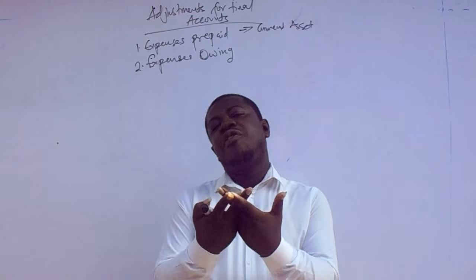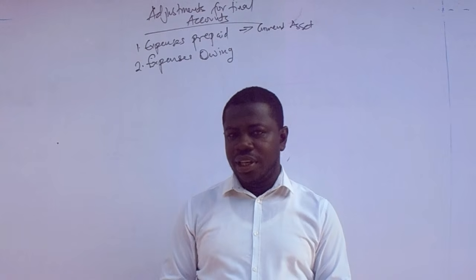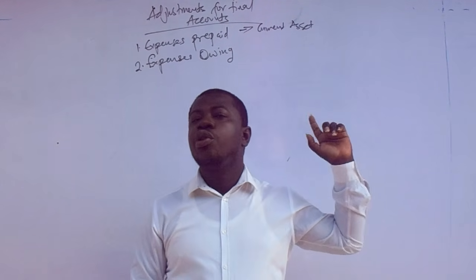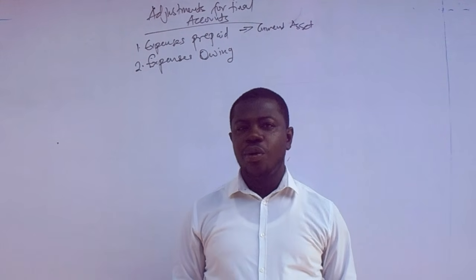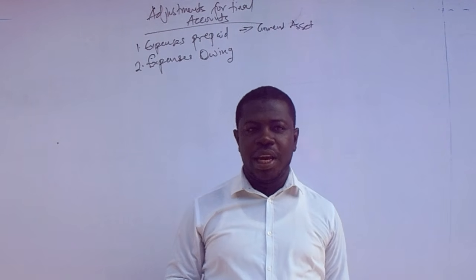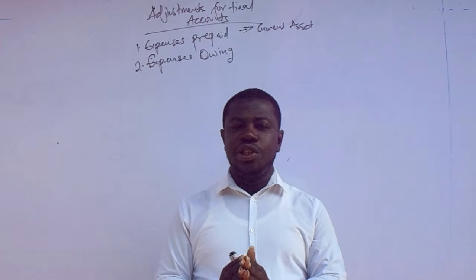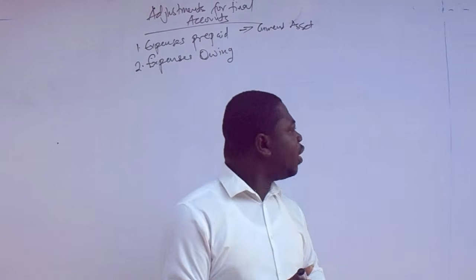And so if I pay 500 and I'm owing 100, then how should I treat the 100? Remember that I told you that we need what has been incurred. And so when we go to the financial statement, the expenses portion of the income statement, we are not supposed to record only the 500. But this time around, we are going to add 100 cedis to it to make it 600 cedis, so that we will have a total expense.